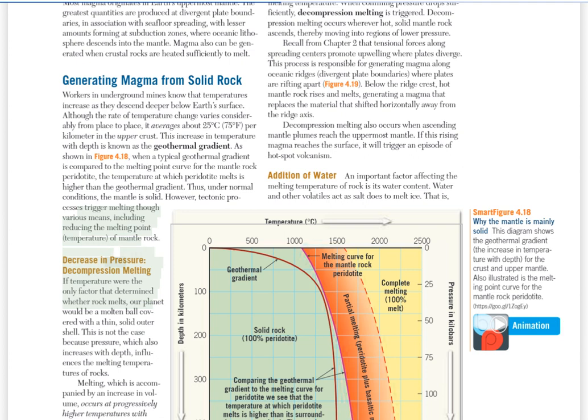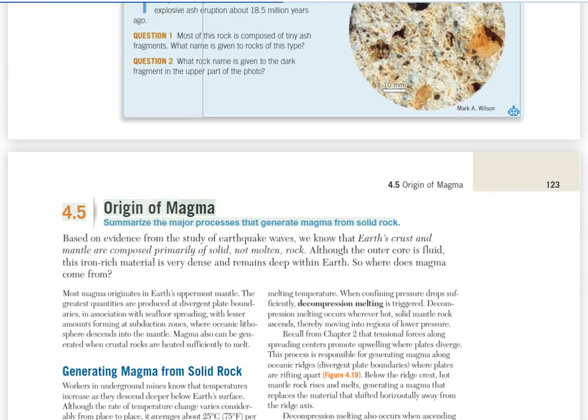This is the result of the steady increase in confining pressure exerted by the weight of overlying rocks. Conversely, reducing confining pressure lowers a rock's melting temperature. Concept check 4.5: Summarize the major processes that generate magma from solid rock.